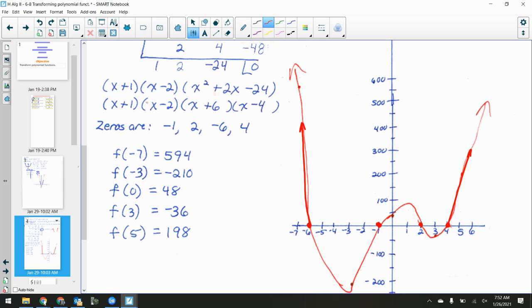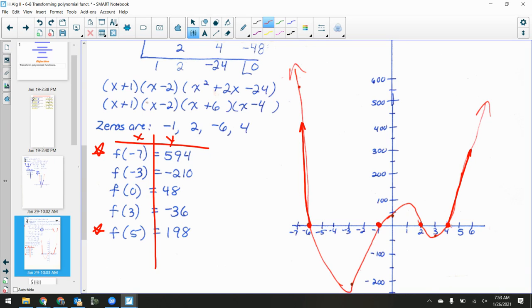I want to pick something in between -6 and -1. Looks like we picked a -3. I want to pick something in between -1 and +2. Looks like we picked a 0. Something in between 2 and 4. We picked a 3. Now, these points here and here, I don't need those. I used to make my students do that. But if we truly know the end behavior, do we really need to do that on the far left and far right side? No, as long as you can understand what the end behavior is doing.